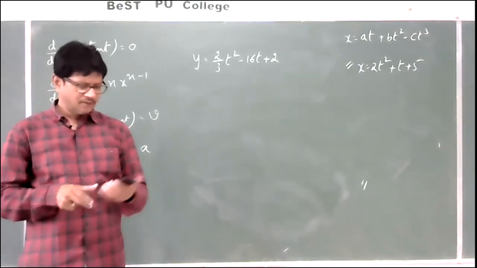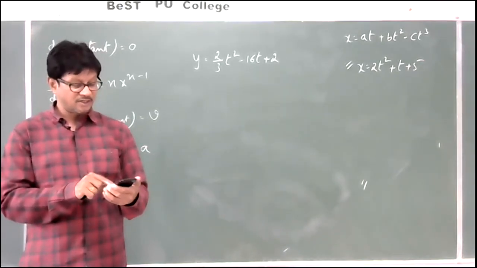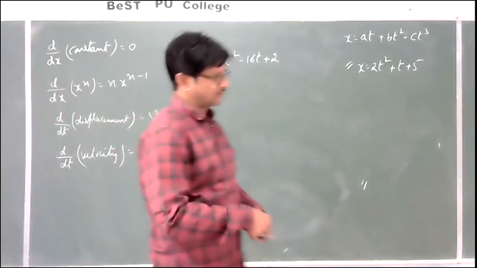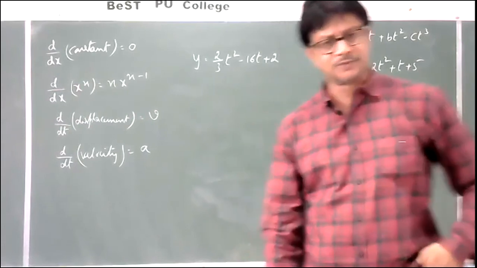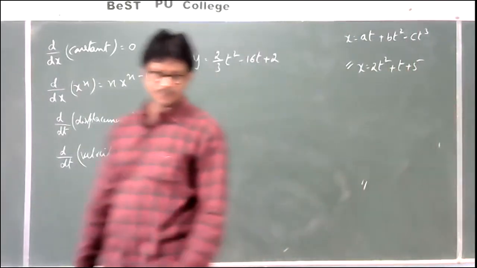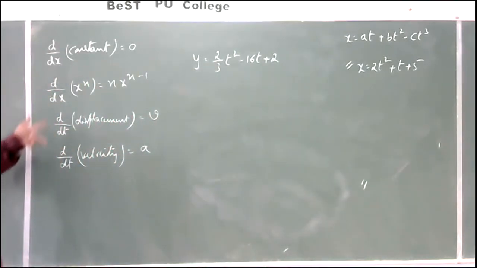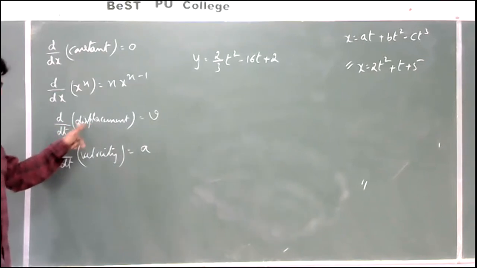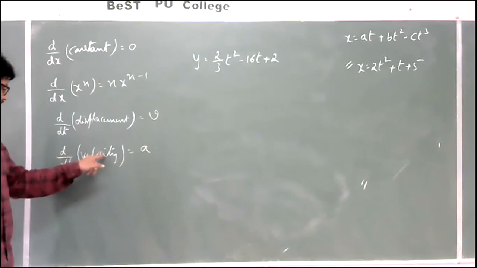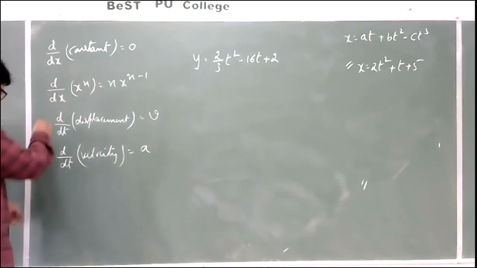Okay, try to solve these 4 problems so that you will get confidence in differentiation. Basically we should know where differentiation should be used. Whenever we need to find the slope, we go with differentiation. As far as physics is concerned, if you differentiate the displacement with respect to time, we get the velocity. If you differentiate the velocity with respect to time, we get the acceleration. That's all. So only these 2 formulas.